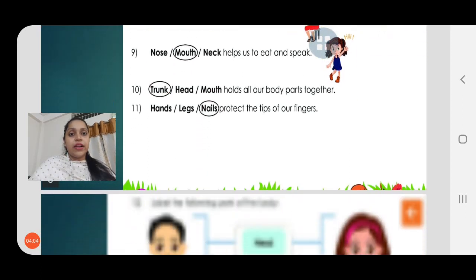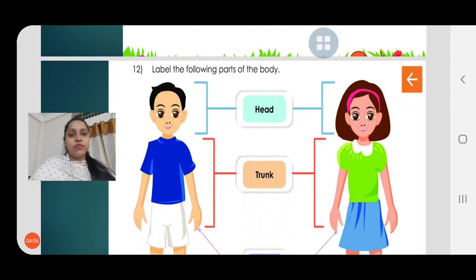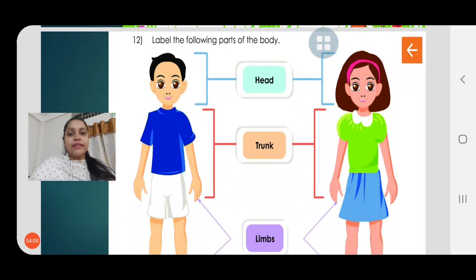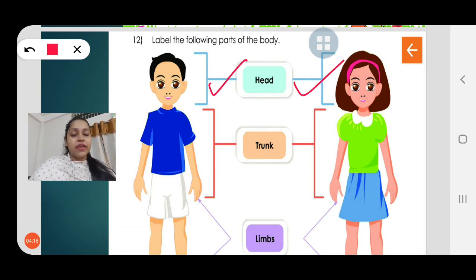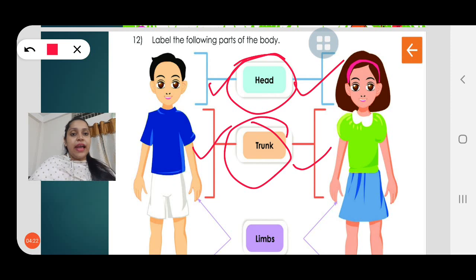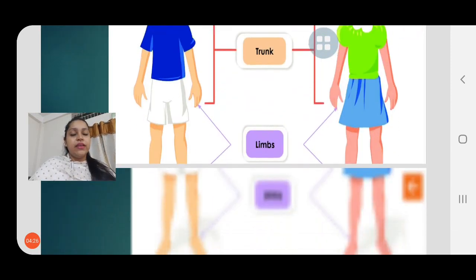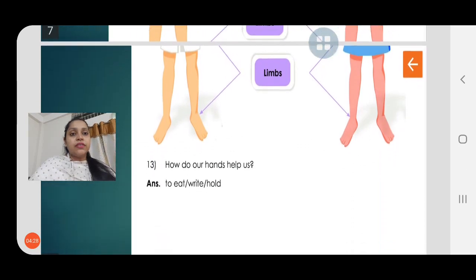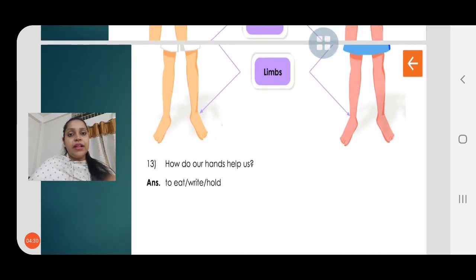Then, children, we come to the next question, which is question number 12, and it's given, label the following parts of the body. So you'll have to label these parts. Head, it's given. Then trunk, you'll have to write in the blank: head here, trunk here, and the limbs you'll have to write here. Okay, children? And these also will be the limbs.